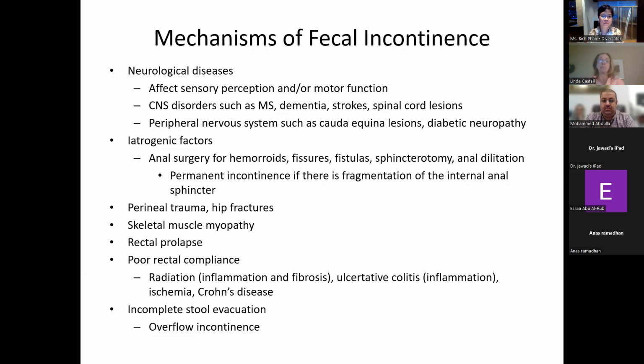Skeletal myopathy as we get older, rectal prolapses, poor rectal compliance. So if your patients have any kind of radiation treatments for prostate cancer or uterine cancer, now the walls of the rectum are very friable and rigid, all sorts of colitis, ischemia, Crohn's disease. So if the rectum is very rigid, it's not going to expand and be able to hold that stool. So these patients are going to have pain and also fecal incontinence because they do not have that storage ability.